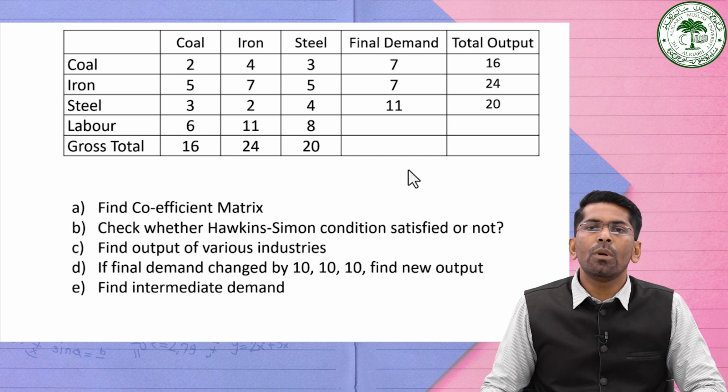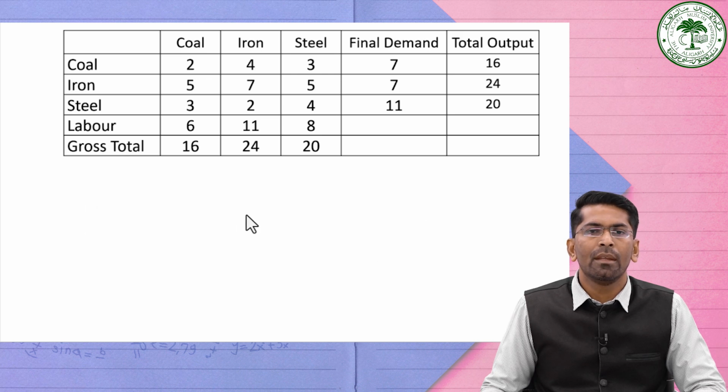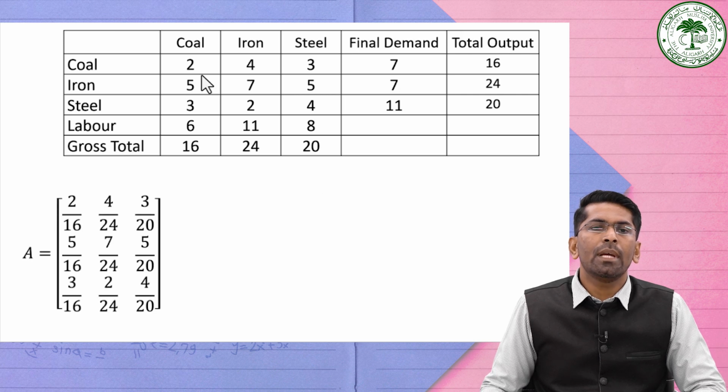So from the given input-output table, first we are going to find the coefficient matrix. Each number in the table, in the first column, that is 2, 5, 3, belongs to the three industries: coal, iron and steel. Each of these values in the first column we are going to divide by 16. So it will be 2 by 16, 5 by 16, 3 by 16.